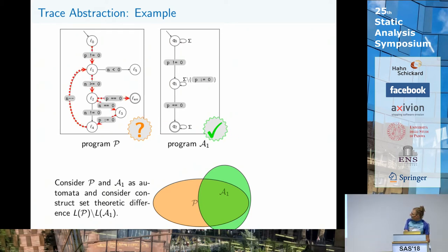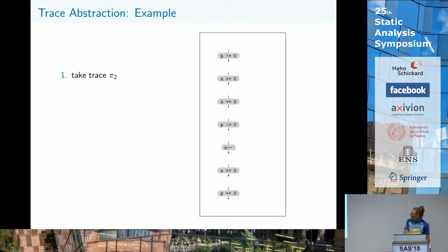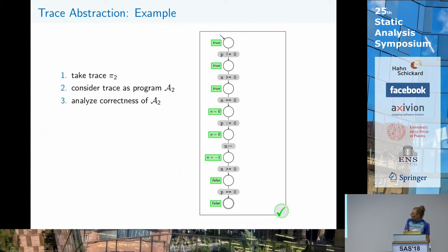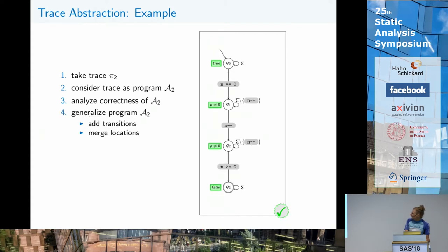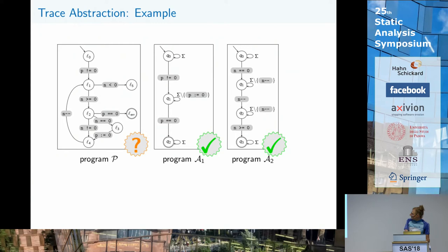So we can, again, check for a counterexample, and we find one. Okay, and now we continue as before. So we check this trace, we compute a proof for this trace, we consider this as an automaton, we extend it by additional edges. And now we have two correct programs that we can consider as automata that accept only traces that are infeasible.